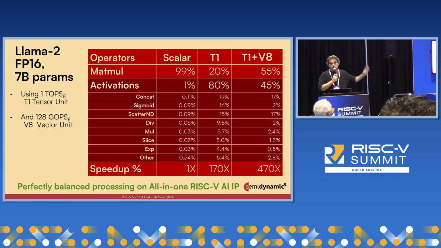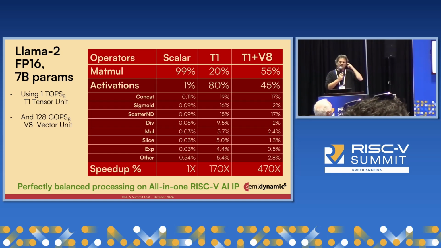When you add the tensor unit, in this case we put the 1 teraop tensor unit, you get an incredible speed up of 170 times faster. And the thing that's interesting is that then matmul is only 20% of your time. So now it turns out that those activations that looked absolutely unimportant when you were running on scalar, suddenly they're 80%. And that's why in our all-in-one, not only do we have a tensor unit, which all of you expected, but you need a vector unit. Why? When you now couple the last column, the T1 plus the vector unit, the V8, don't worry, come to the booth if you want to know the names, you get that extra kind of 3x speed up from 170x to 470.